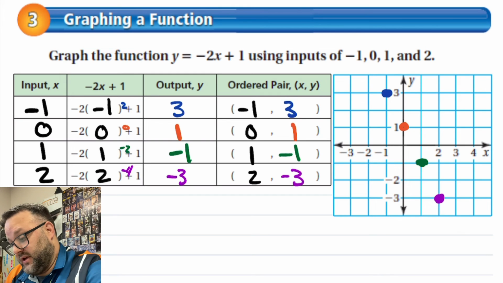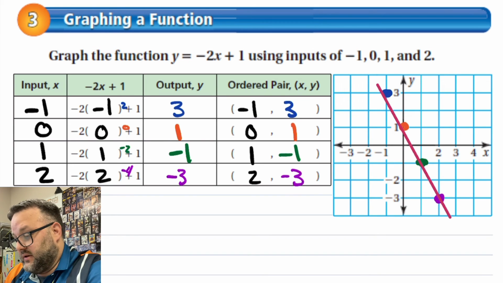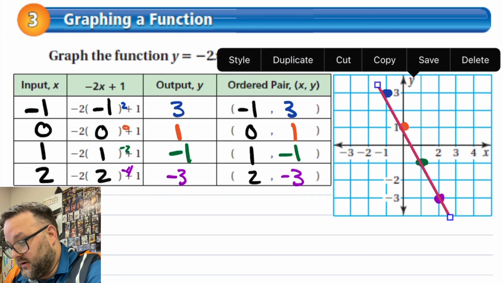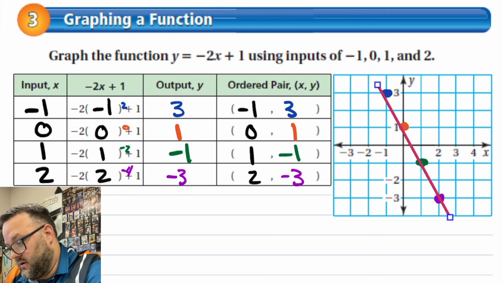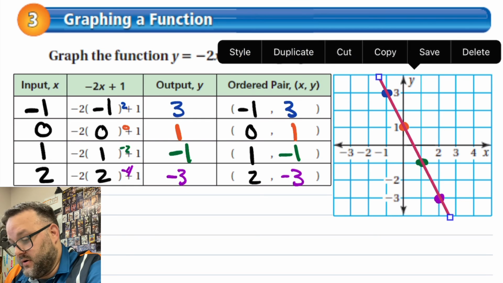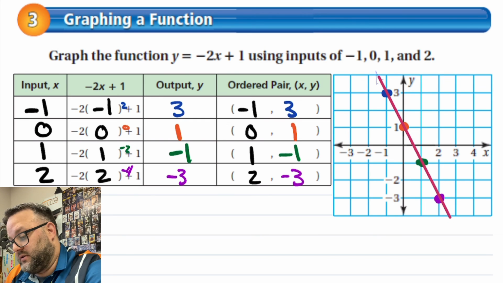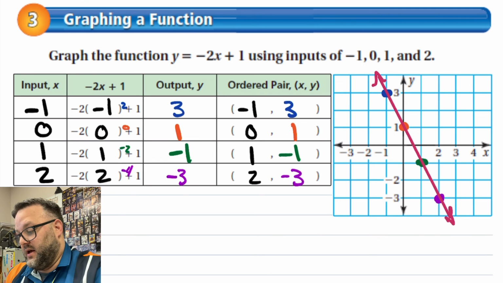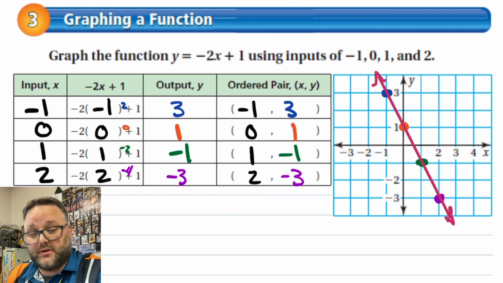So just to make sure, I make a line that goes through all three. And it basically does. I messed up a little bit right here. There we go, and extended through, and it works, so I cap it off. 1, 2 arrows, and now I have graphed the function y equals negative 2x plus 1 through a table, creating ordered pairs, plotting the ordered pairs, and drawing a line through them.